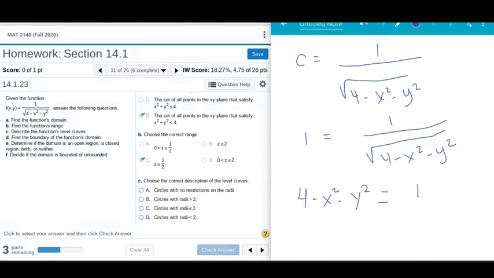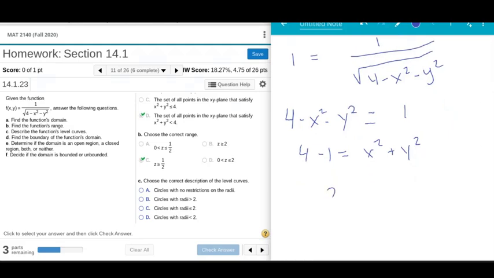Then if we move stuff around, if I bring the 1 to the other side, 4 minus 1 equals x squared plus y squared, if I bring those to the right side. And so this just looks like a circle. So this is 3 equals x squared plus y squared, and that's just one level curve. It's a circle with radius square root of 3. And I can keep doing this.